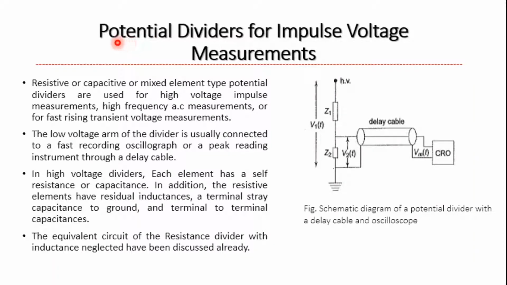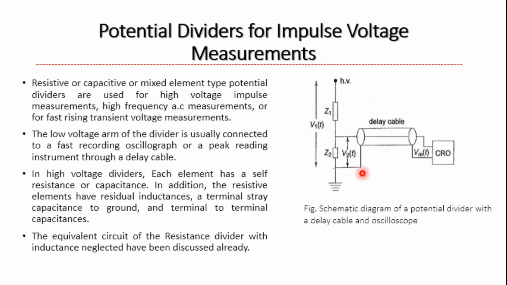The next concept is potential dividers for impulse voltage measurement. Generally, resistive or capacitive dividers, or a combination of resistive and capacitive dividers, are used for the measurement of impulse voltages. High frequency, or sometimes impulse voltage, for fast rising transient voltages are used.